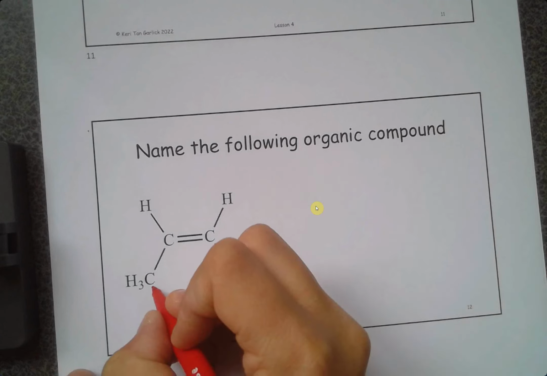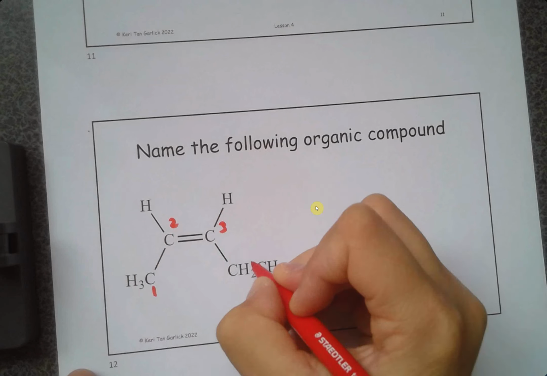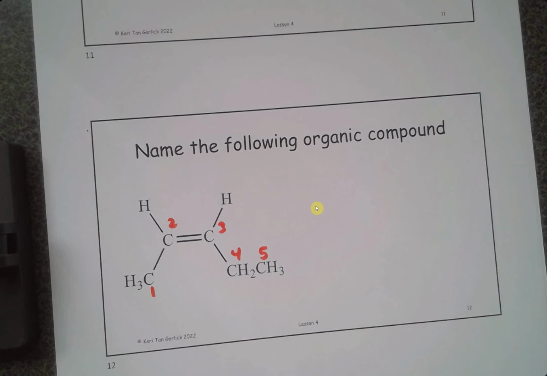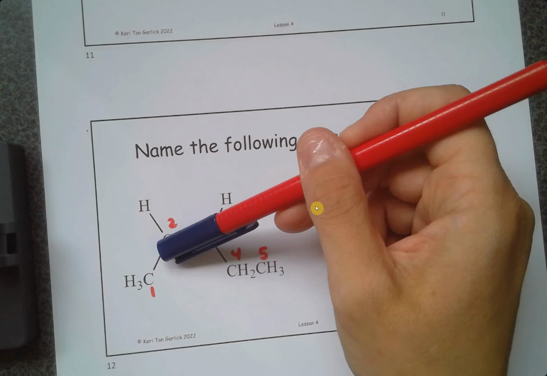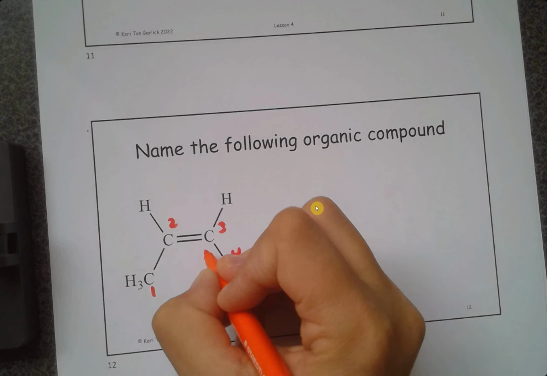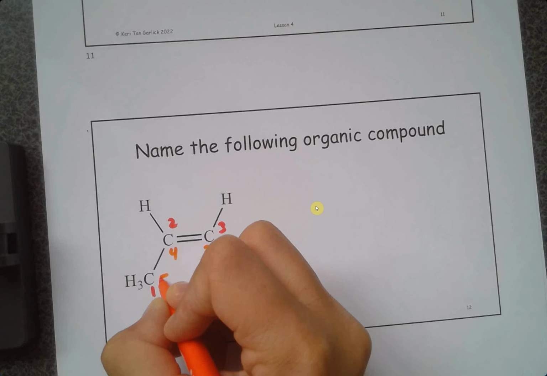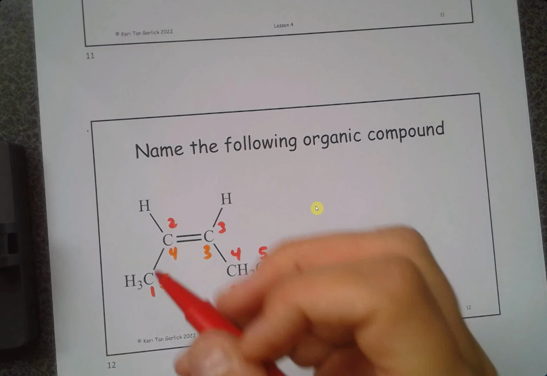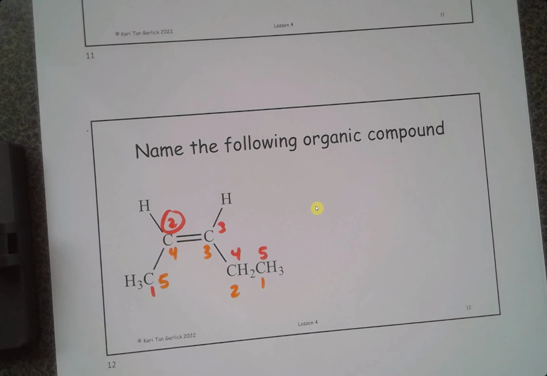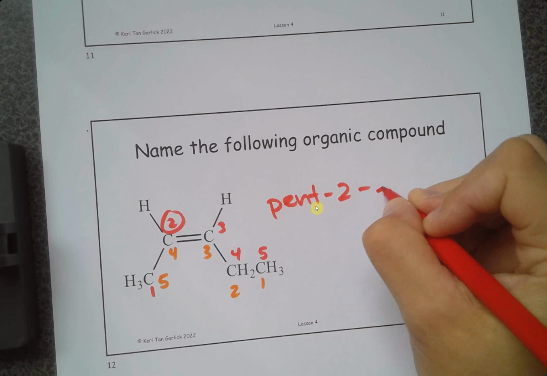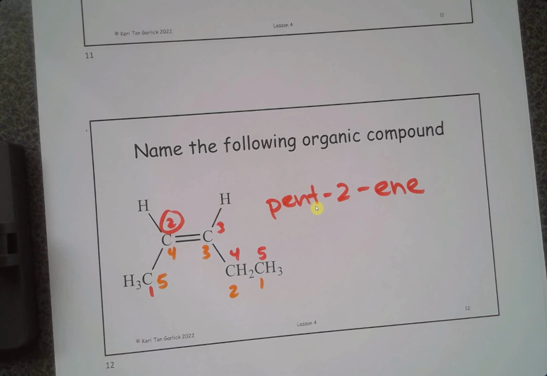So I notice in this case, there's 1, 2, 3, 4, and 5. So I have some sort of pent. I can see in this case that my double bonds between carbon 2 and 3, but let's check to make sure that is the lower number combination. So that's 1, 2, 3, 4, and 5. So 2 and 3 is the lower number, and I'm going to be using 2 when I go to name this. So this would be pent-2-ene, and that's all you got to do.